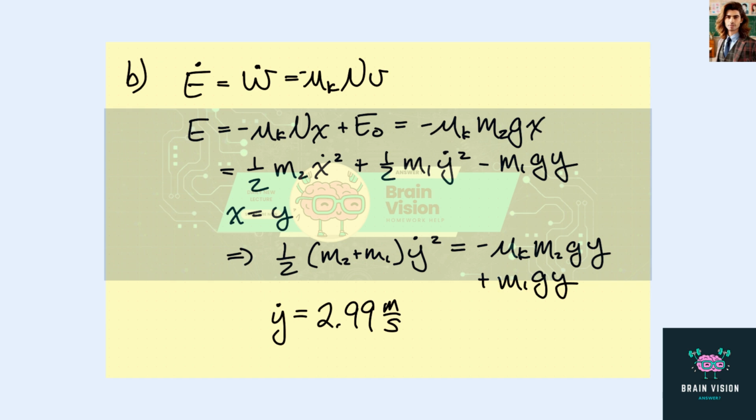So we have our equation here, and we can do some rearranging, and we get that 1/2 the total mass of the bucket and the box times the velocity squared equals minus the friction force times the displacement plus the gravitational energy that was removed from the system, but it caused the velocity to increase. And so if we solve for y dot, we simply get y dot equals 2.99 meters per second.